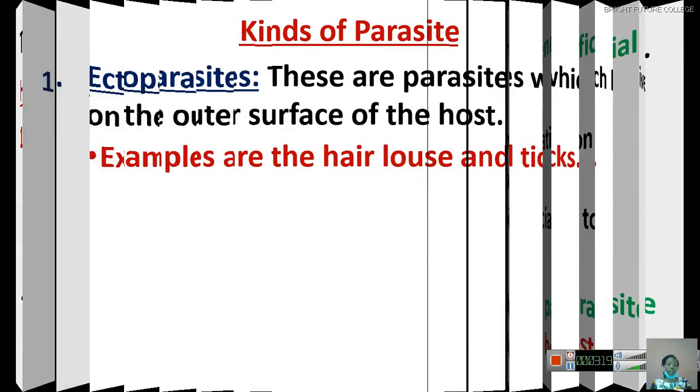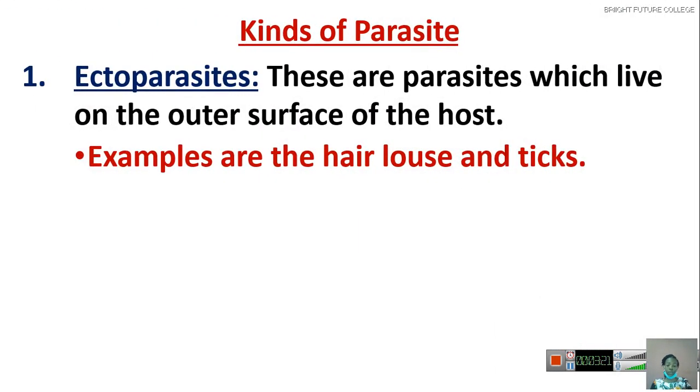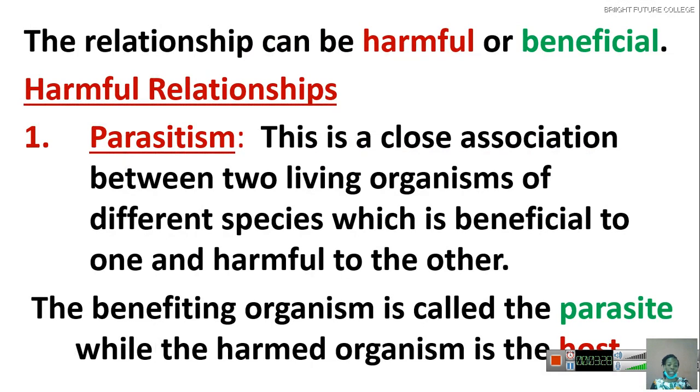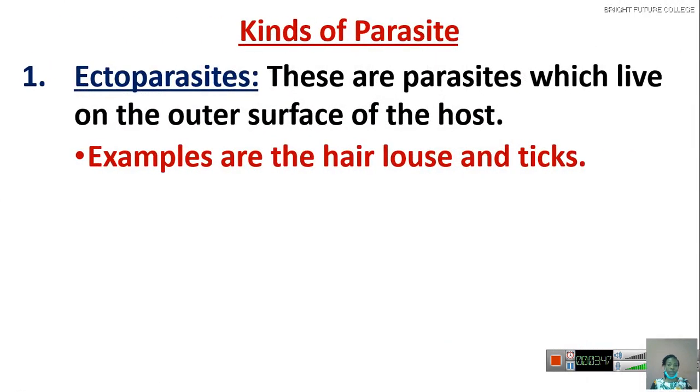We have 2 kinds of parasites. But before we go into talking about the kinds, you have to know that the organism that benefits is what we call the parasite. The benefiting organism is called the parasite, while the harmed organism is called the host. The organism that is harmed in a parasitic relationship is called the host. So let's now talk about the kinds of parasite.